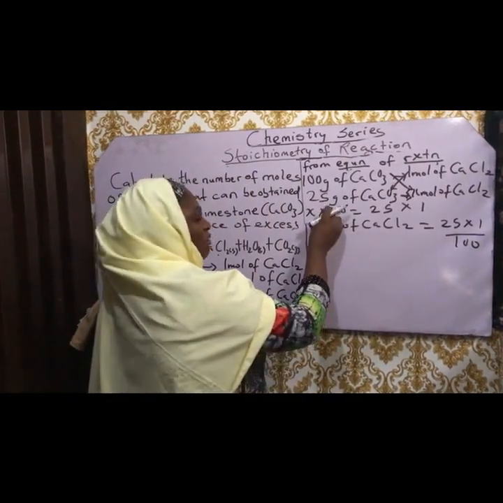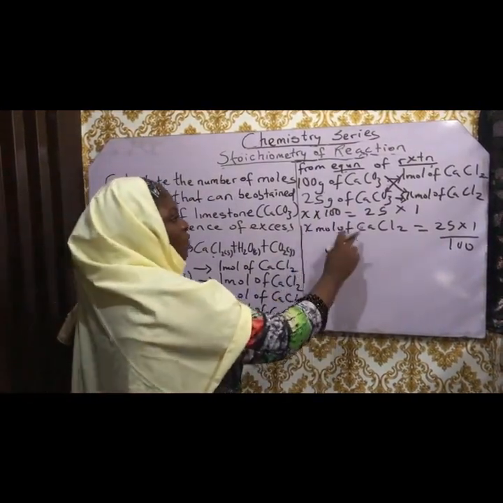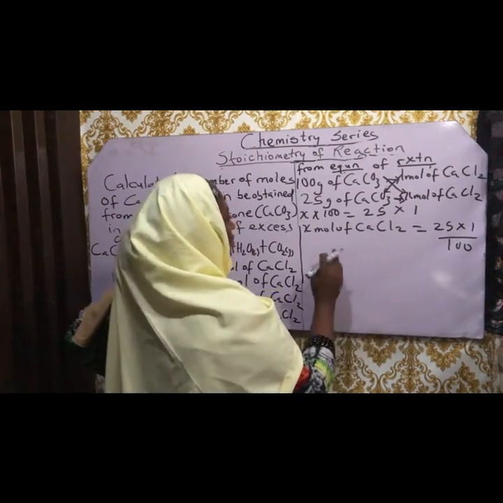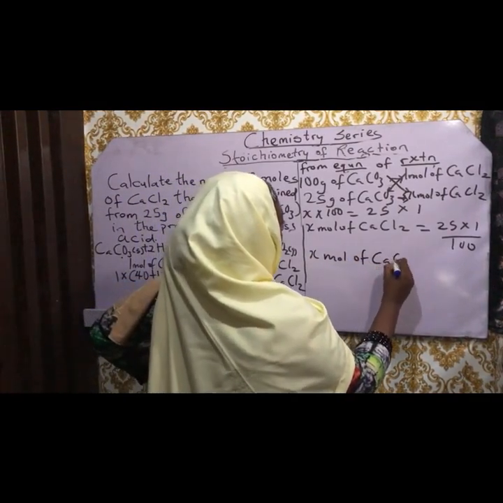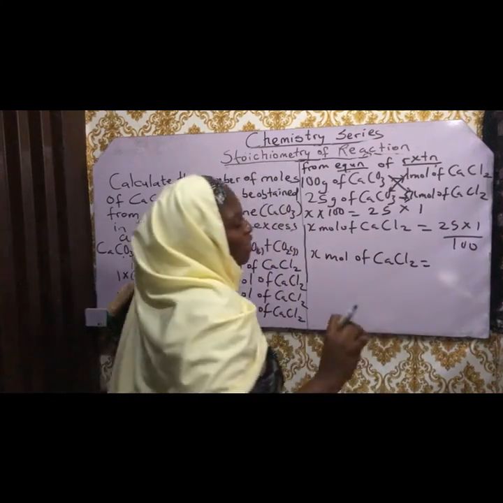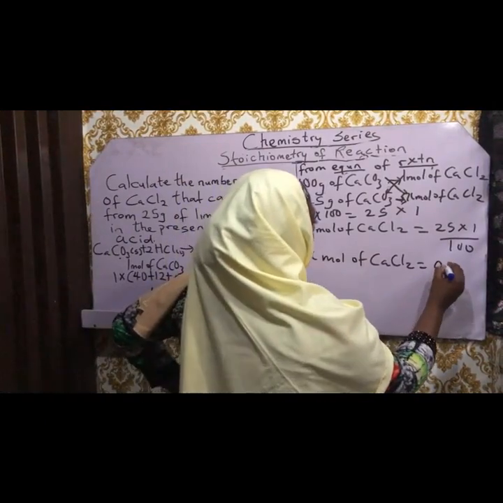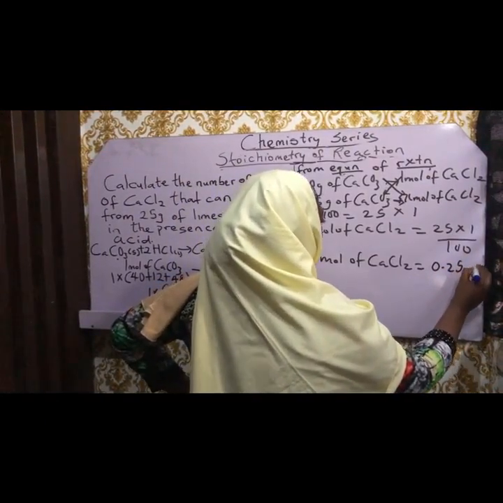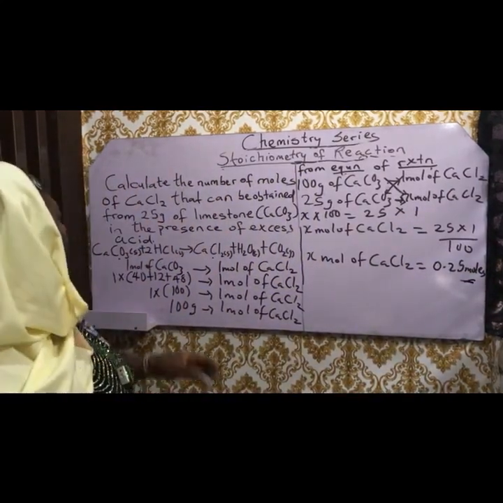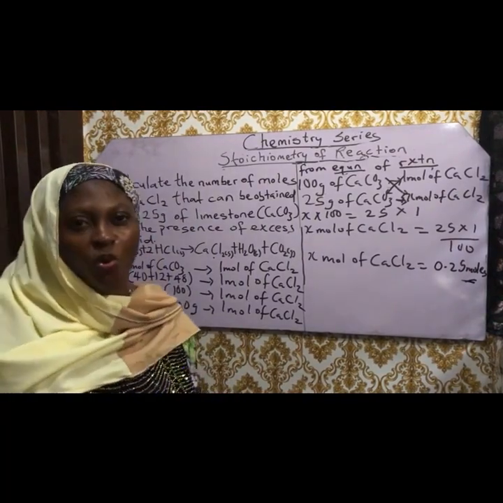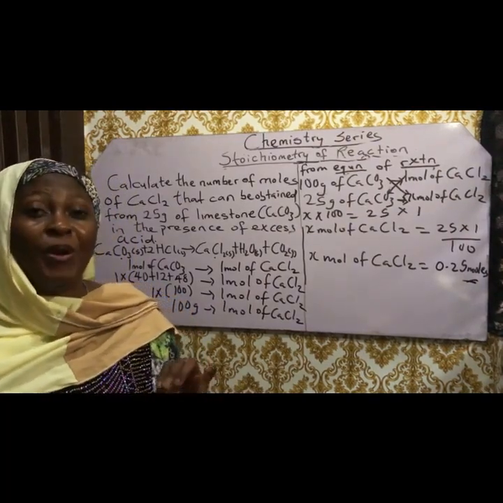In order to make x the subject of the formula, you divide both sides by the coefficient of x, which is 100. So that will be 25 times 1 divided by 100. When you input 25 times 1 divided by 100 into the calculator, you have 0.25 moles. So we have been able to calculate that 25 grams of limestone will yield 0.25 moles of CaCl2.